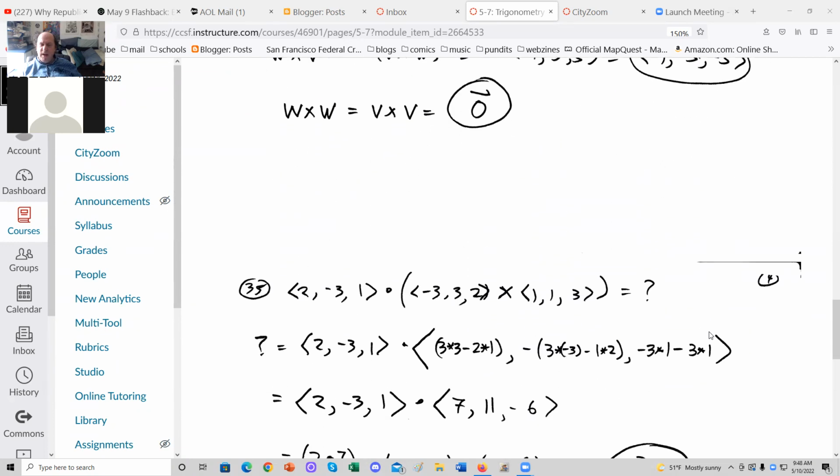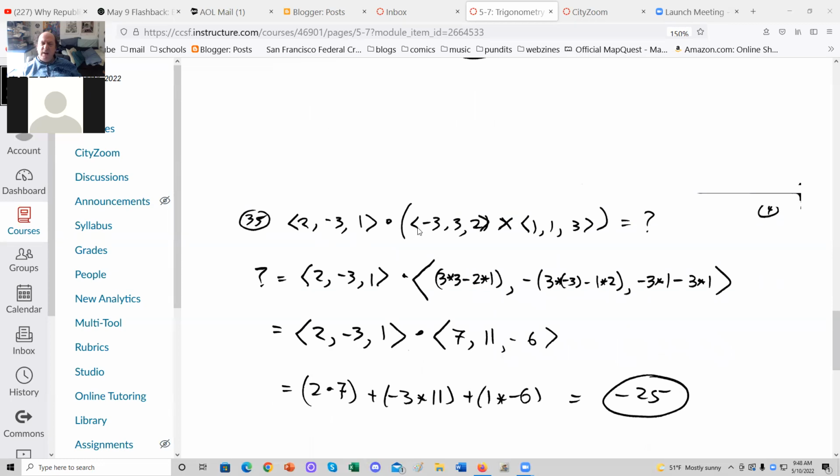Now here we have a curiosity, a dot product with a cross product. This turns out in general to be the volume of the parallelepiped spanned by these three vectors, but that's a detail for later. Let's work on this: 2, -3, 1 dot 3, -3, 2 cross 1, 1, 3. For this cross product, the first component is -3 times 3 minus 2 times 1, and so on. After a bit of work, it's 7, 11, -6, dotted with 2, -3, 1.